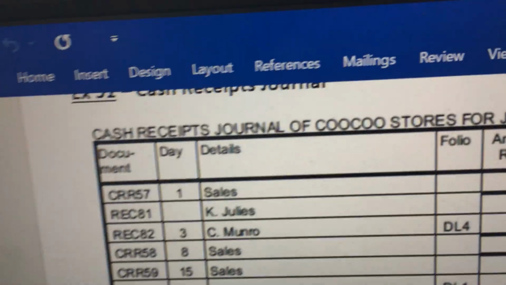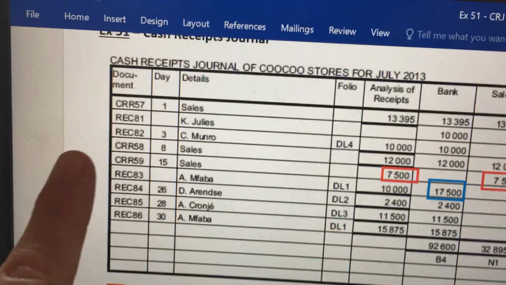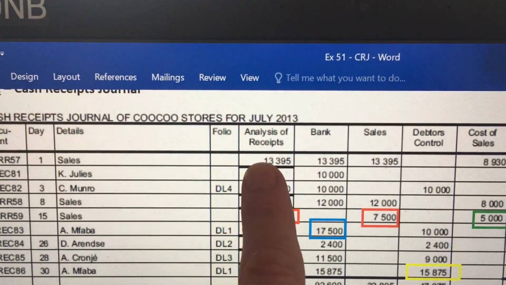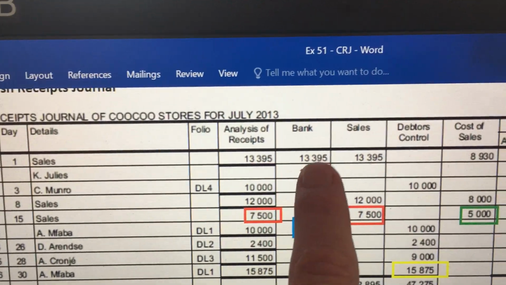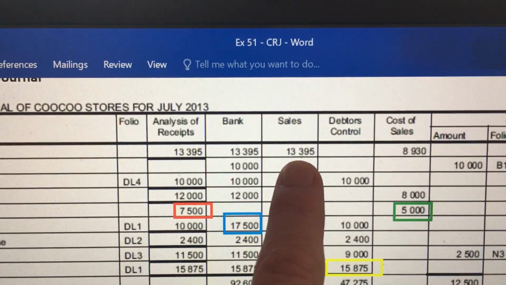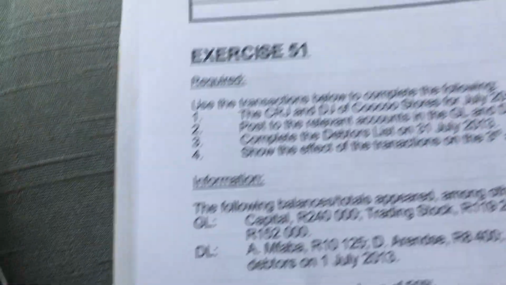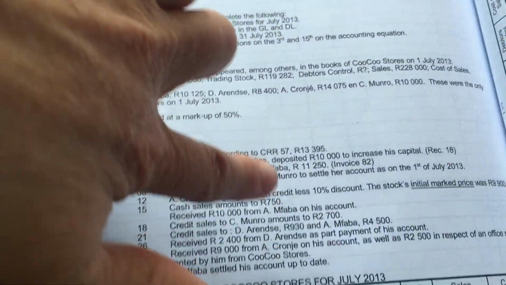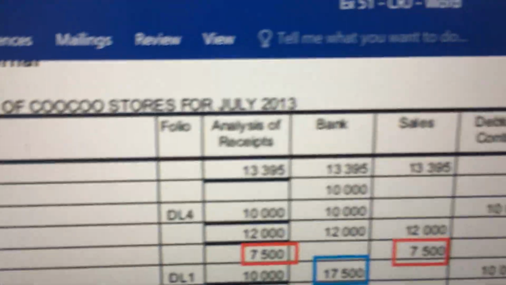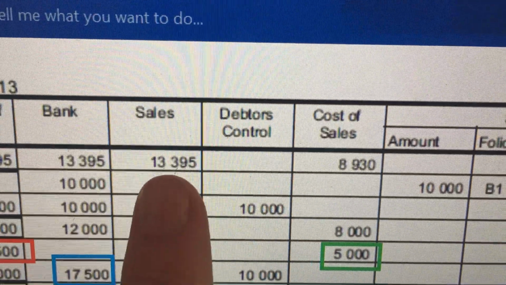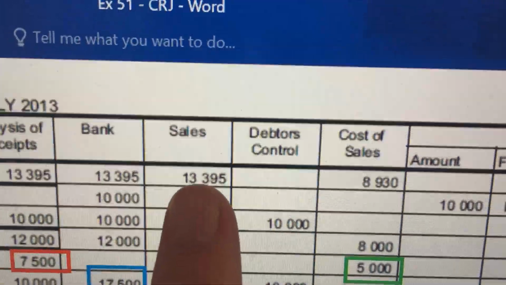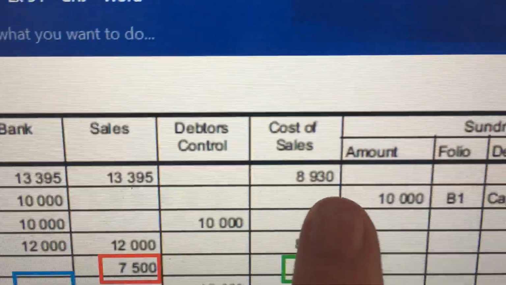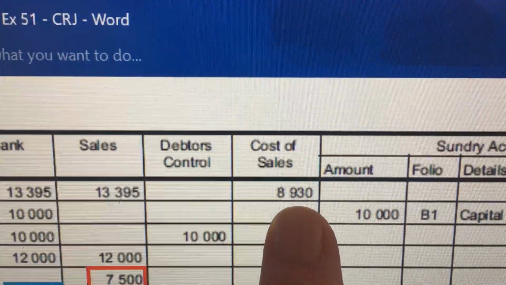Now there's two transactions happening here on the first. First, we have a cash register roll on the first. We made a sale, 13,395 into analysis, bank and sales, and you have to work out the cost of sale. Here they give you the markup. They say the stock is sold at a markup of 50%. So everything in here we need to deal with 50%. Remember, you take 13,395 divided by 100 plus the markup, so divided by 150 times 100 to get to your cost of sale.